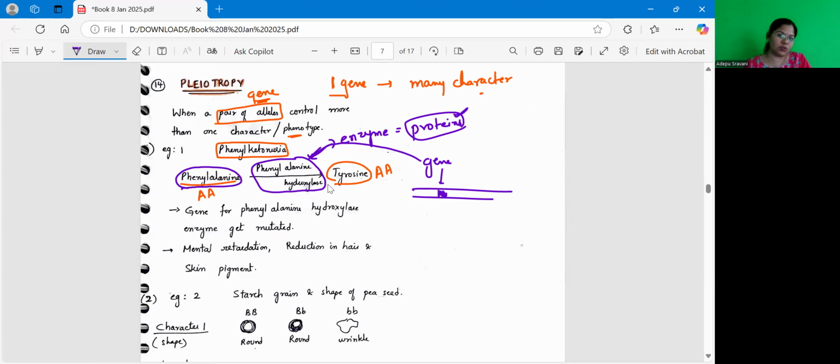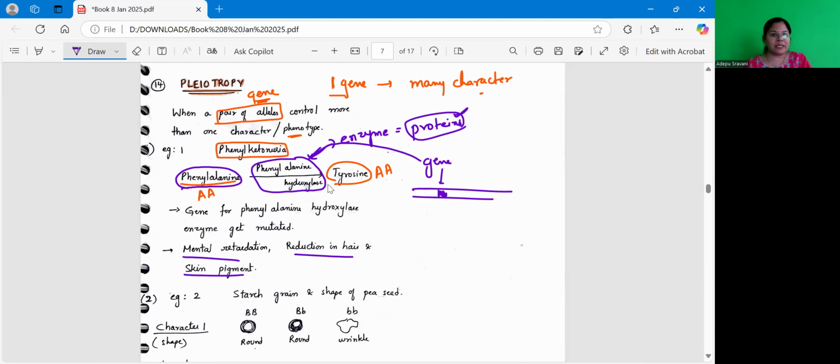And this phenylalanine now gets accumulated in various parts of our body. It can get accumulated in our brain, then liver. Like that, it can accumulate in various parts of the body. And as a result, we see different conditions like mental retardation, reduction in hair and skin pigmentation, all those things.